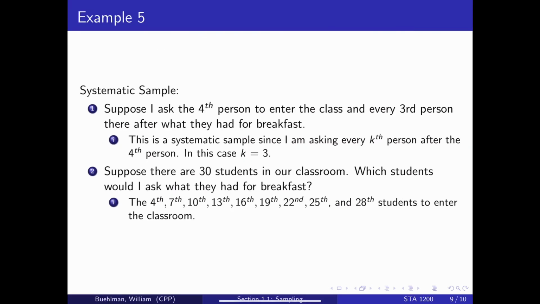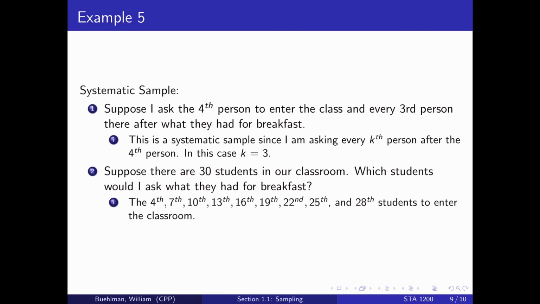So next we have the systematic sample. So as I said earlier, suppose we ask the fourth person entering class and every third person thereafter what they had for breakfast. This is a systematic sample because I've come up with a system of how I'm going to ask people. So the first person comes in, I don't ask them. Second person comes in, I don't ask them. Third person comes in, I don't ask them. When the fourth person walks into class, I go, hey, what did you have for breakfast? They tell me, I write it down.